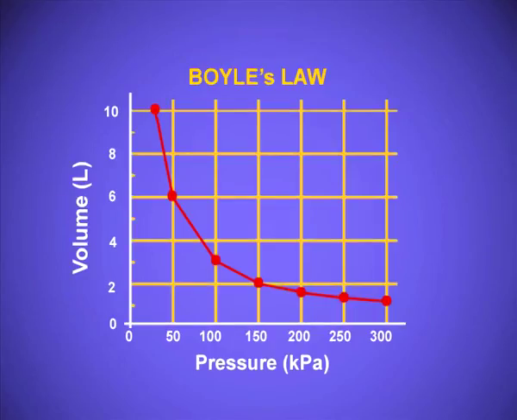Now you can see the graph here. It is plotted between the pressure and the volume. As the volume is increasing, there is a decrease in the pressure. This graph also shows that pressure is inversely proportional to volume.